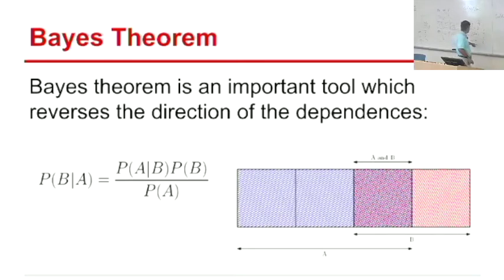Probability of red given blue is 1/2. And the probability of red was 1/2. And the probability of blue is 3/4. And so what is it? We multiply top and bottom by 4. This is 1/3. And this is right. Does everybody see that?